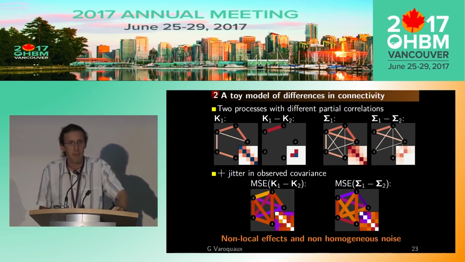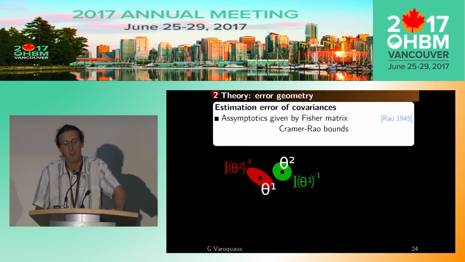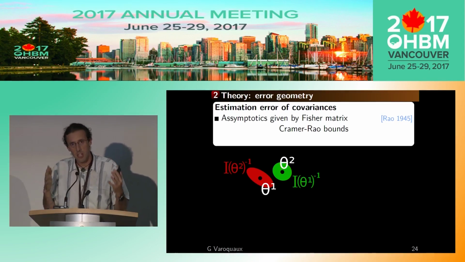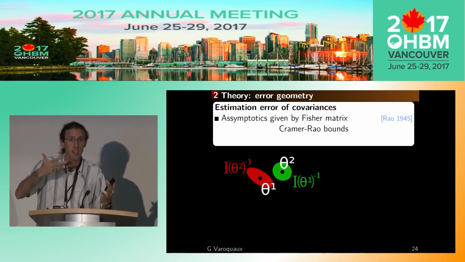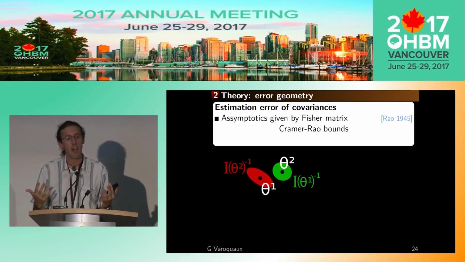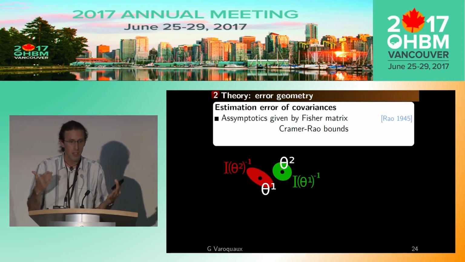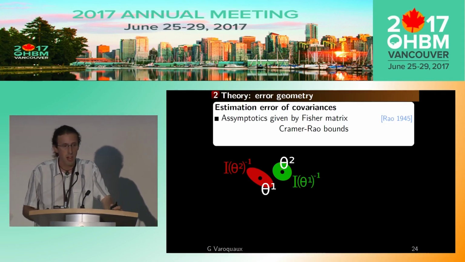Now, I can put a bit of math on this, and I'll walk you through this just to show you that this is principled. We can quantify the geometry of the error on those objects. A correlation matrix or covariance matrix is actually an estimate from the data. It's not the data itself. Because it's an estimate, its error geometry is given by the properties of estimators, things that are known like the Cramer-Rao bound when you have enough data, and the asymptotics are given by an object that's known as the Fisher information matrix.